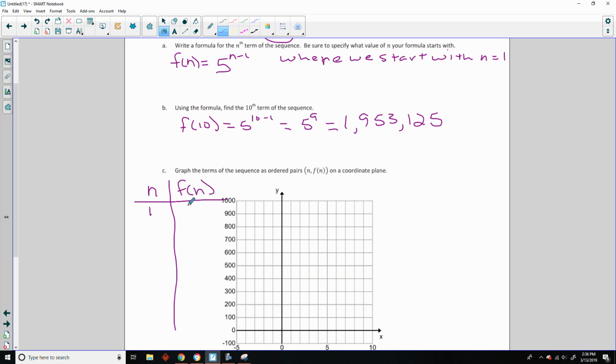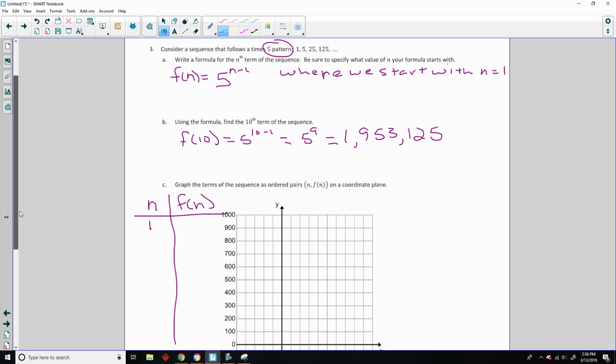Well, our first term was 1. So the point 1, 1. That would be practically on the line down here, because that's 100. So 1 would be way down here. And then 2, the second term, is 5. Still not up very far, maybe there. And then 3 is 25. That's a quarter of the way up, like that.